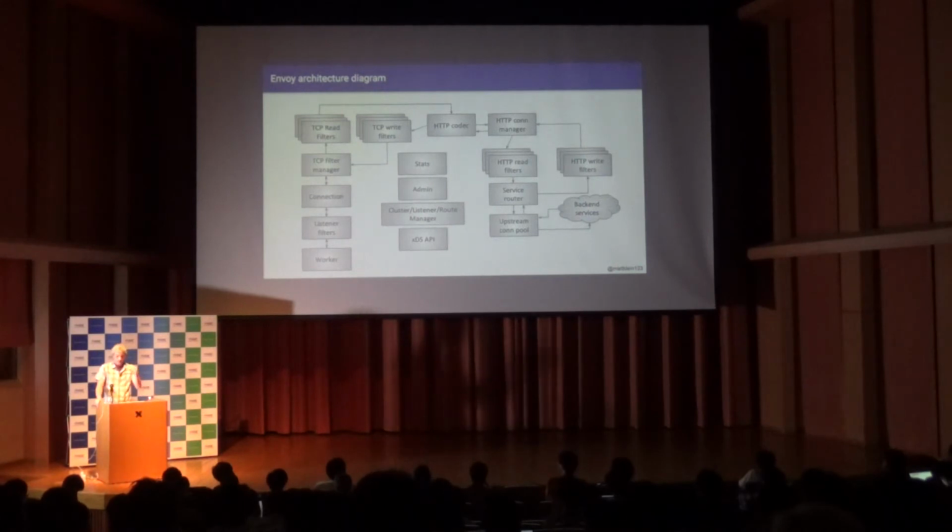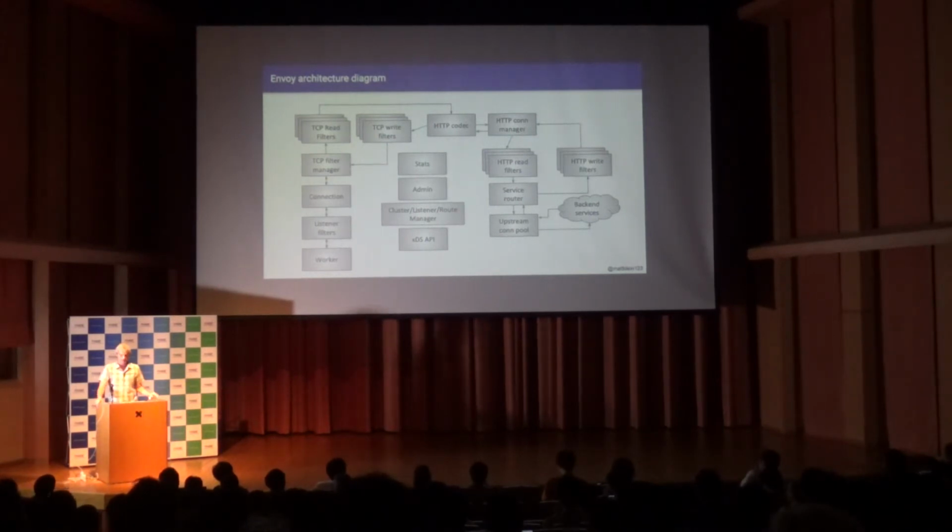Now, so we have these workers. And then we also have some common functionality that is core to the entire server. So these are things like stats. There's an admin processing engine, so you can get on the box and do various types of debugging. We have management systems for clusters, listeners, routes. And then we have what we call our xDS API. xDS is our configuration API, which I will talk about next.